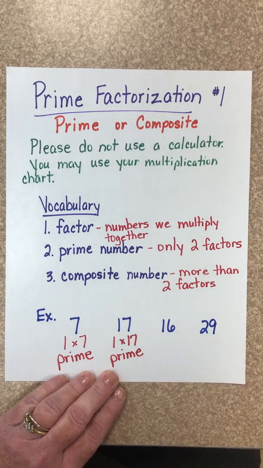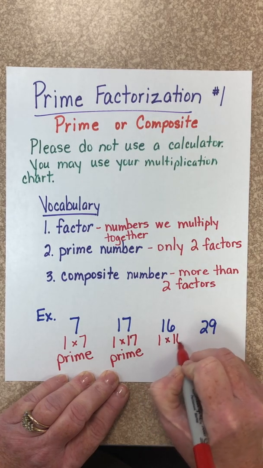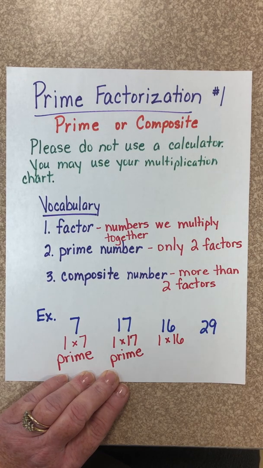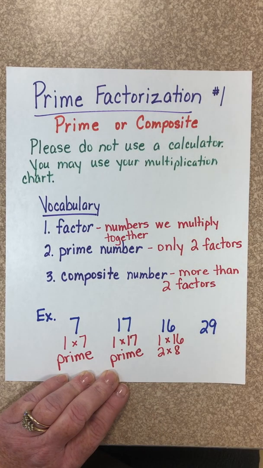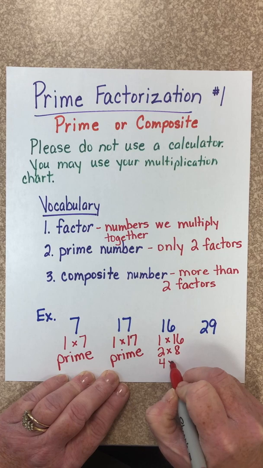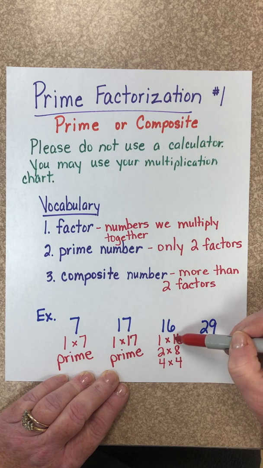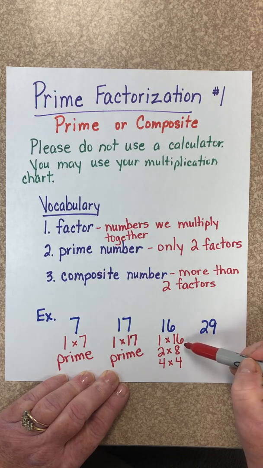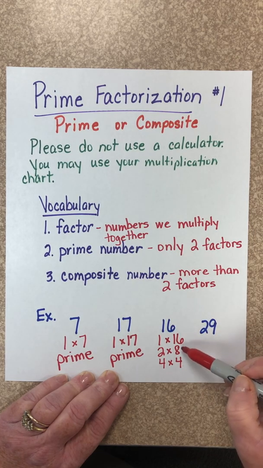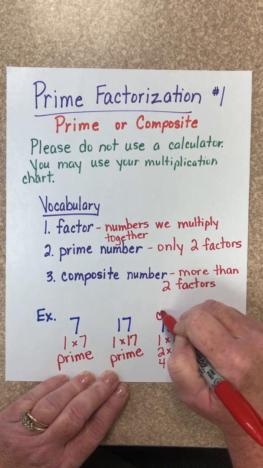Now let's look at 16. What two numbers can we multiply together to get 16? Well, 1 times 16. Any others? Well, yes, 2 times 8. Is that it? No, we could do 4 times 4. Notice in this example, we have 6 numbers that can be multiplied together. Now, not all 6 at the same time. In groups of 2, we multiply together to get 16. But notice we have more than 2 factors. That makes 16 composite.